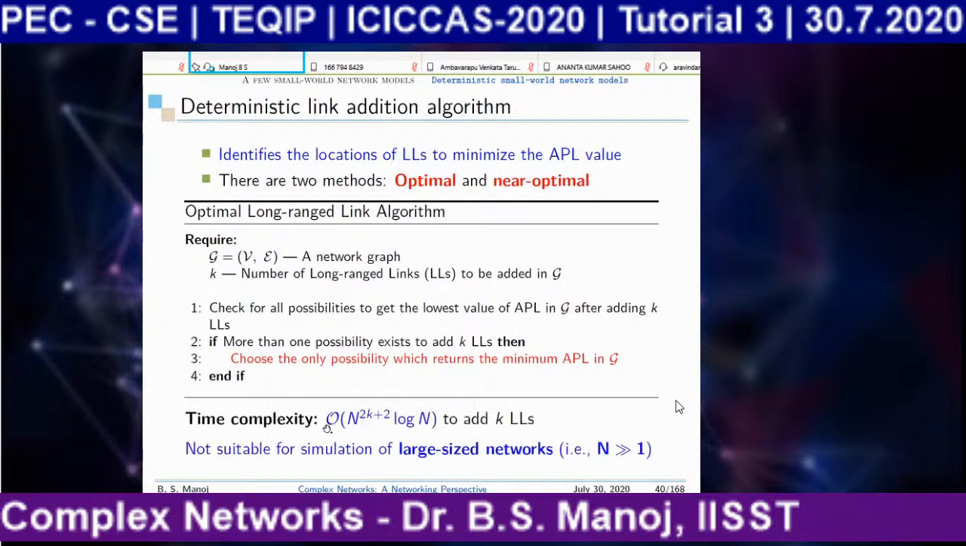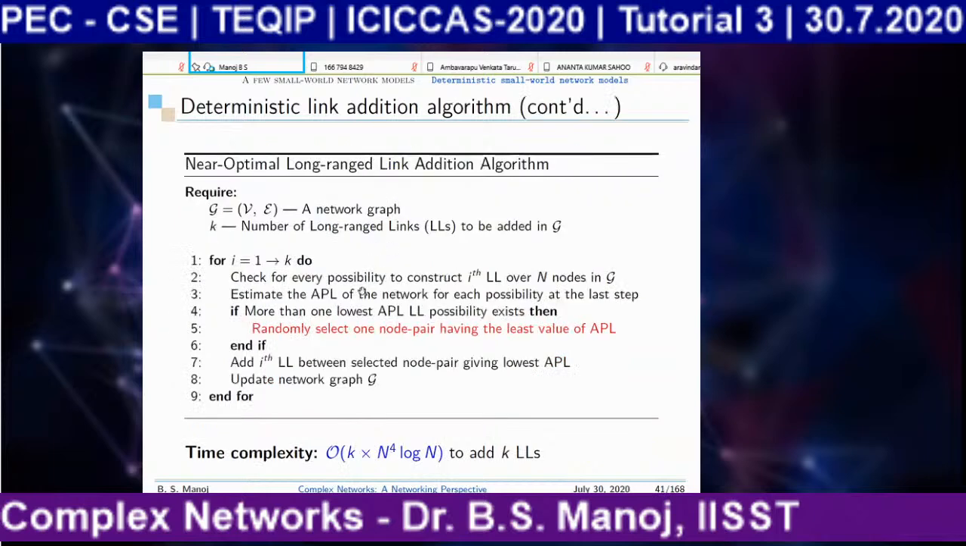The time complexity of adding optimal long links is n to the power 2k plus 2 log n for adding k long links within a network of n nodes. So it is not really suitable for large size networks. Because the optimal solution through exhaustive search is very complex, people go for near optimal or suboptimal solutions. So this is one of the algorithms for adding near optimal long range links in a network.